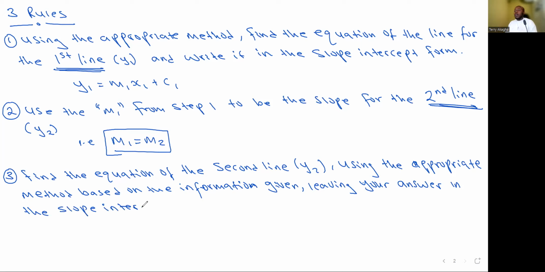So you leave your answer in the slope-intercept form. That is, I'm referring to y2 = m2x2 + c2. So you leave your answer in this form. And remember, we've talked about different forms of the equation of a line. Just a reminder, okay? I told you that we have y = mx + c, which is the slope-intercept form.